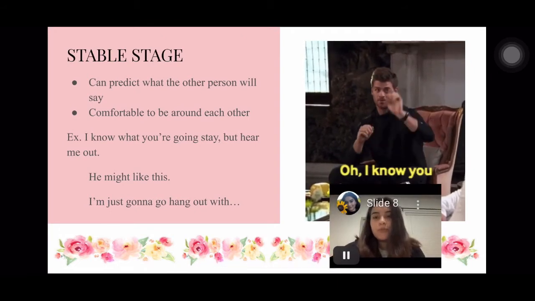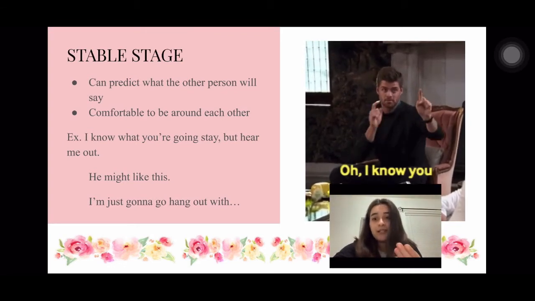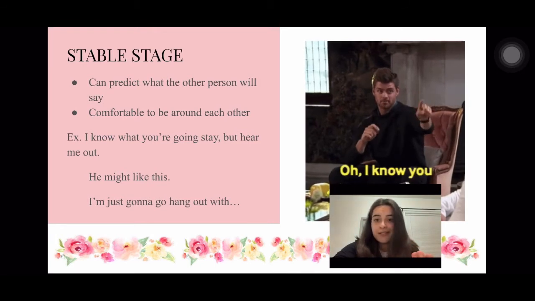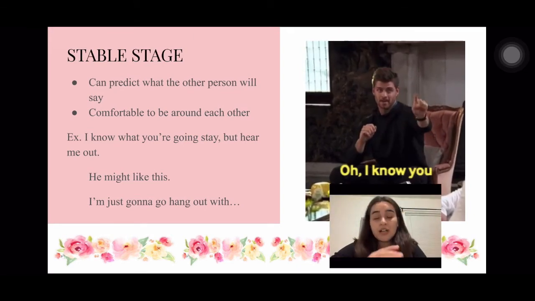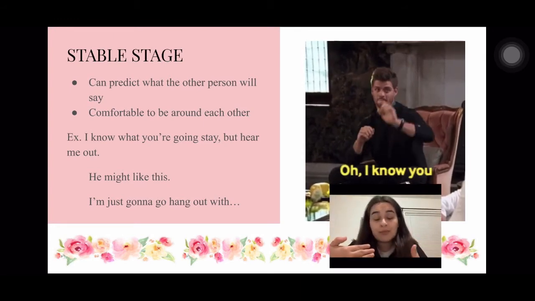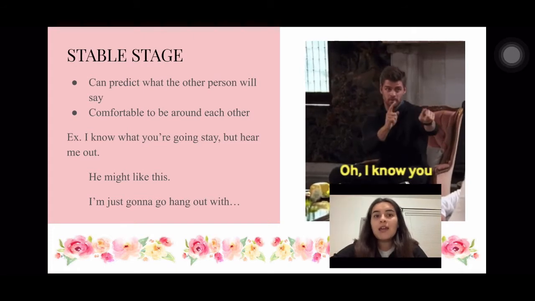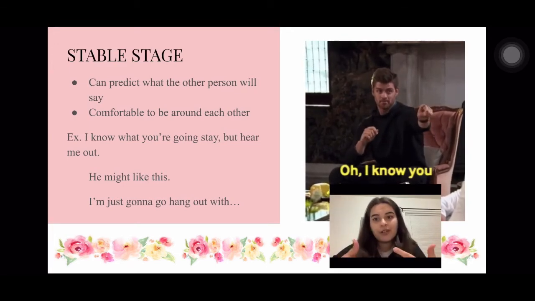And moving forward, we have our next stage, which is the stable stage. In this stage, you can predict what the other person's gonna say. If it's your friend, you can finish each other's sentences, as people would say. It's a more comfortable friendship where you're just with each other. You want to keep seeing each other often, and you just want to hang out with them. They're pretty much your close friends, as people would say.